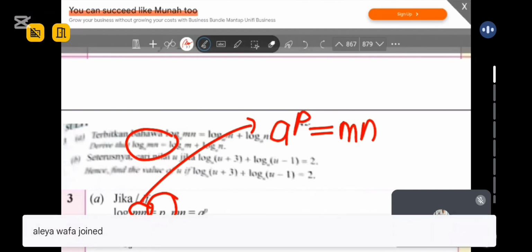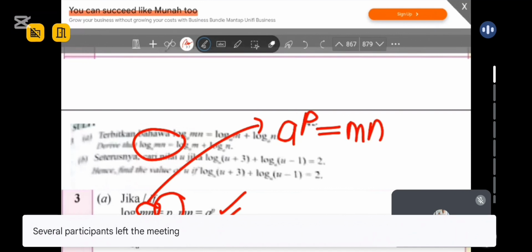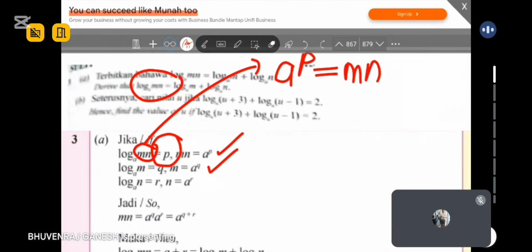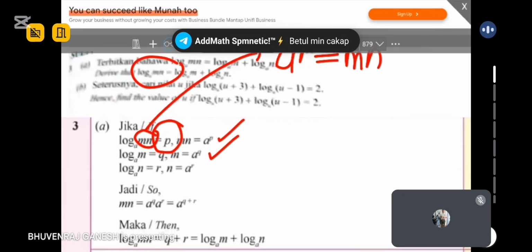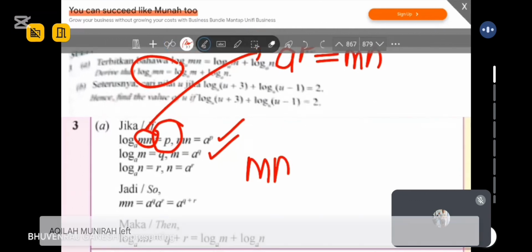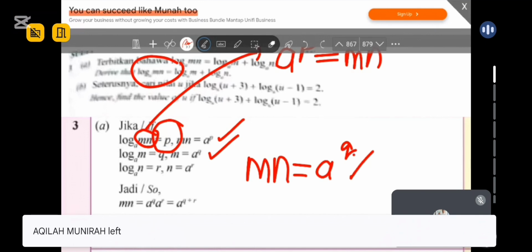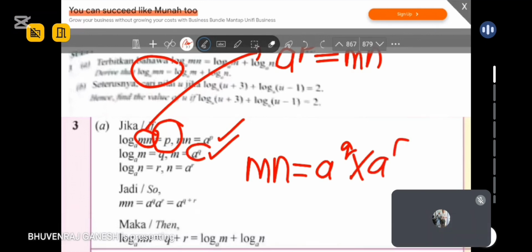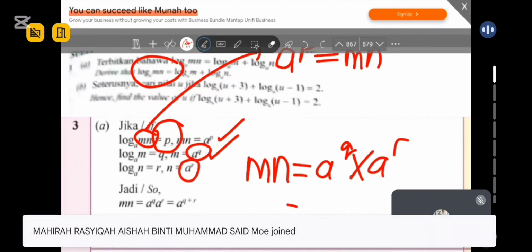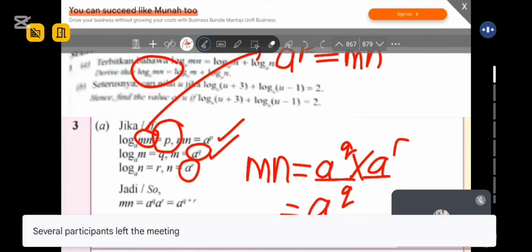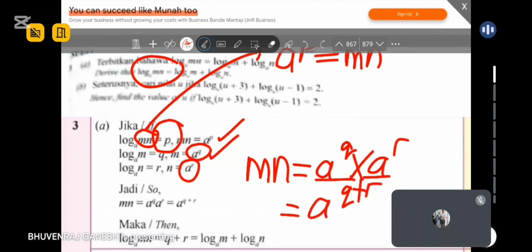So you let it equal to another two more variable, which is Q and R. Then you apply the same concept. Convert the log form to index form. Tukar bentuk logaritma ke bentuk index. So kamu akan dapat semua jawapan ni. Now, kamu kena cari Mn. You must find Mn. So Mn is equal to A^Q times A^R, sebab M adalah A^Q, N adalah A^R. Lepas tu asas sama, kuasa tambah. Same base, you can add the power. Become like this. So Mn equal to A^(Q plus R).